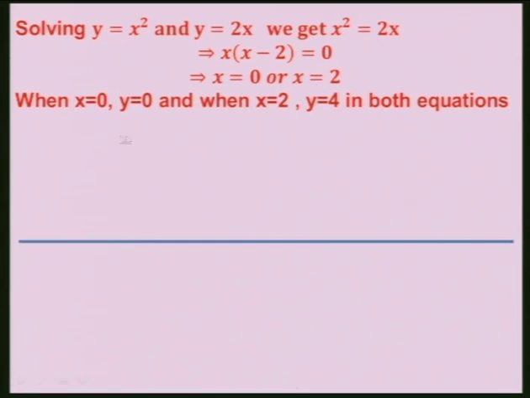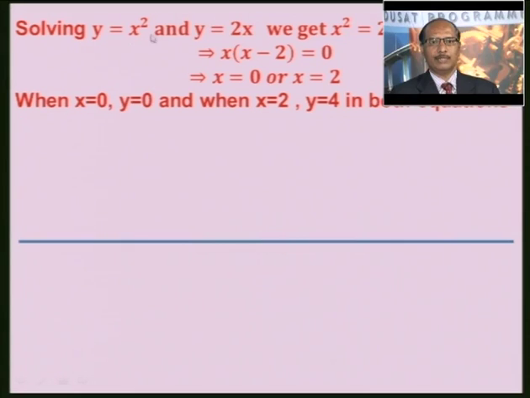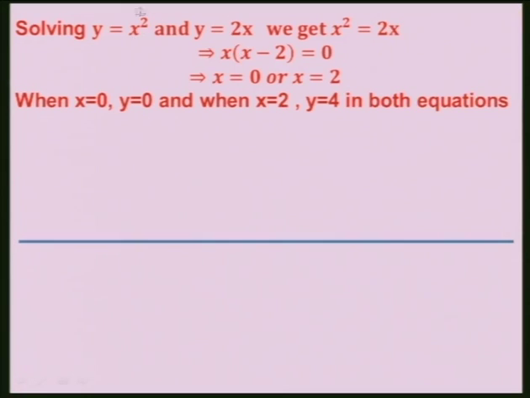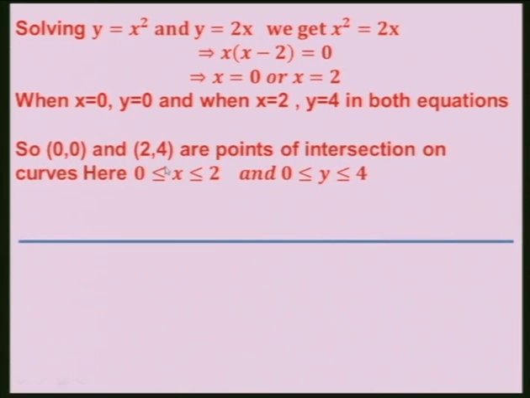Once we got x values, when x equal to 0, you can find the y values. When x equal to 0, substitute in both the equations, y is also 0. And when x equal to 2, see both the equations, 2 square, that is 4, here 2 into 2, 4. So, in both the equations, y value is 4. That means those two curves intersect at 0, 0 and 2, 4. These are the points of intersection on the curves.